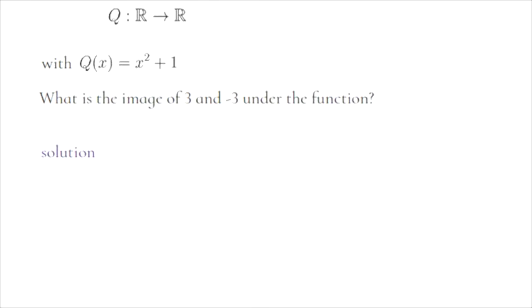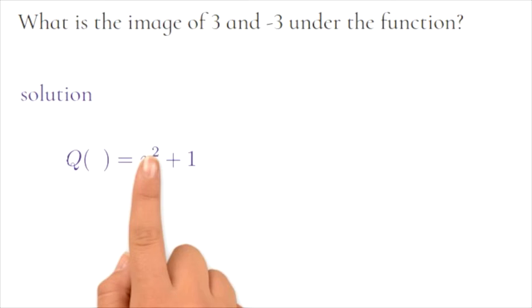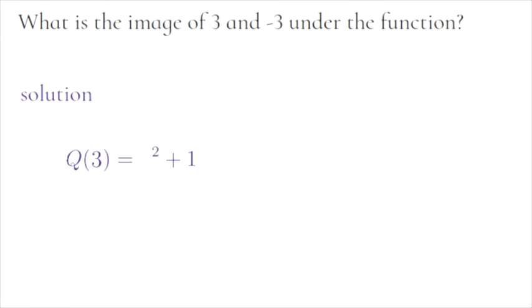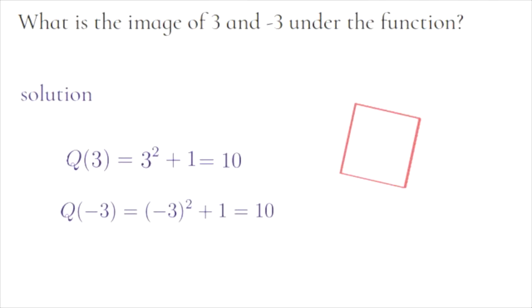Let's look at the solution. We start by writing out the function. Then, we substitute all x terms with 3. This is equal to 10. Doing the same for negative 3, we have its image as 10 as well. Notice that the elements 3 and negative 3 both map to the same image, 10. This type of function is called a many-to-one function.